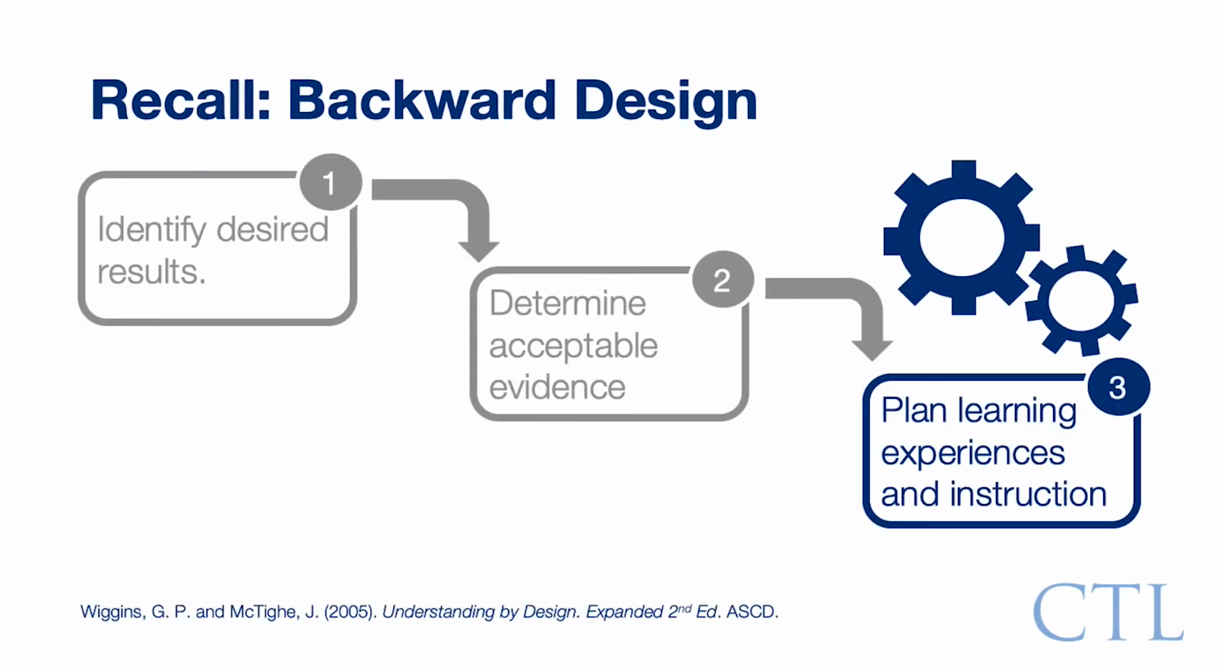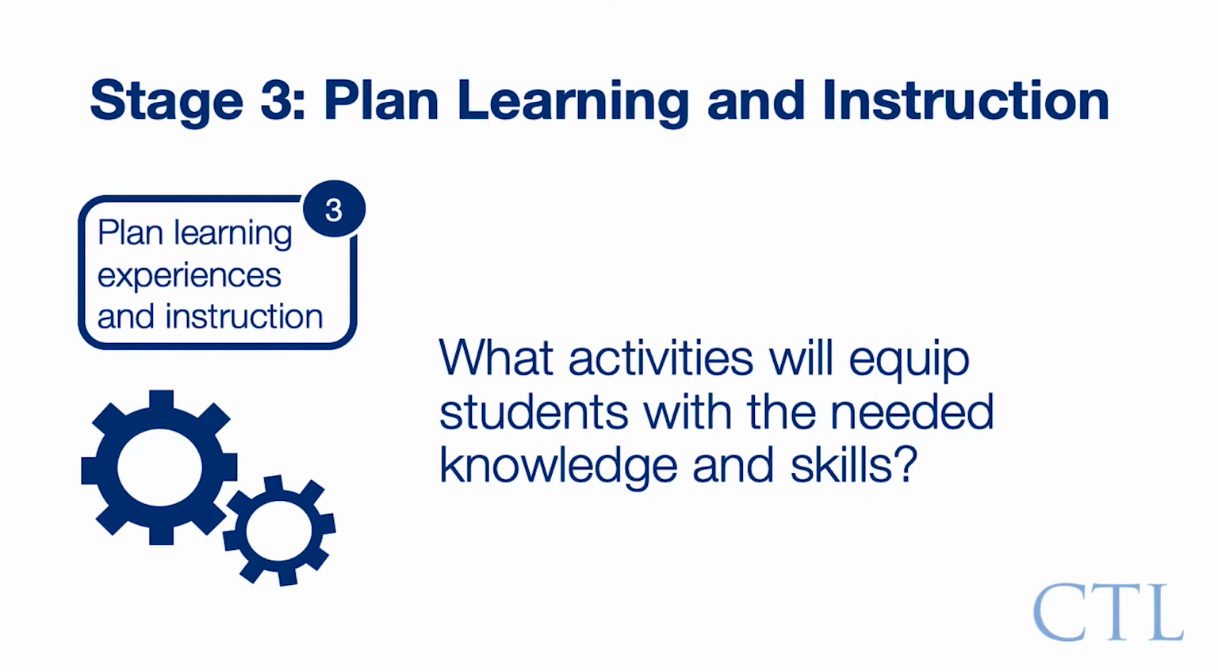Recall that the third stage of the backward design framework is to plan learning experiences and instruction. That is, what will take place in class and outside of class to promote learning and help students achieve the desired results. In this stage, we align the activities and instruction with the learning objectives.